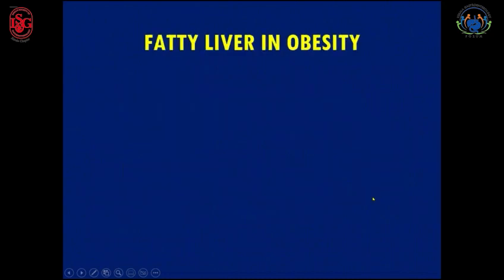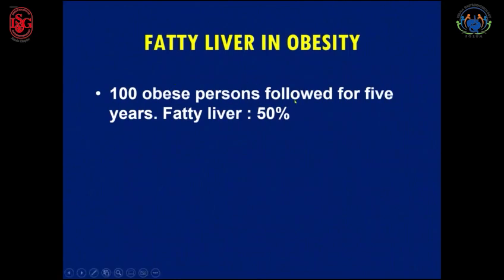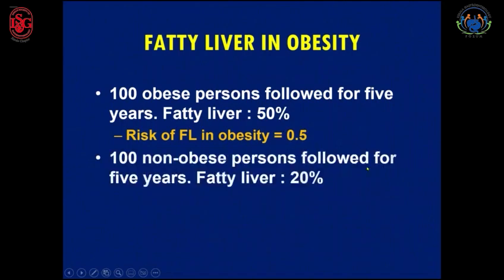Now, taking an example, fatty liver in obesity, let's assume that 100 obese persons were followed for 5 years, and 50% of them developed fatty liver at the end of 5 years. So the risk of developing fatty liver in obesity is 50 divided by 100, which is 0.5. Among 100 non-obese persons followed for 5 years, fatty liver occurred in 20%. So the risk of fatty liver in persons who are not obese is 0.2.